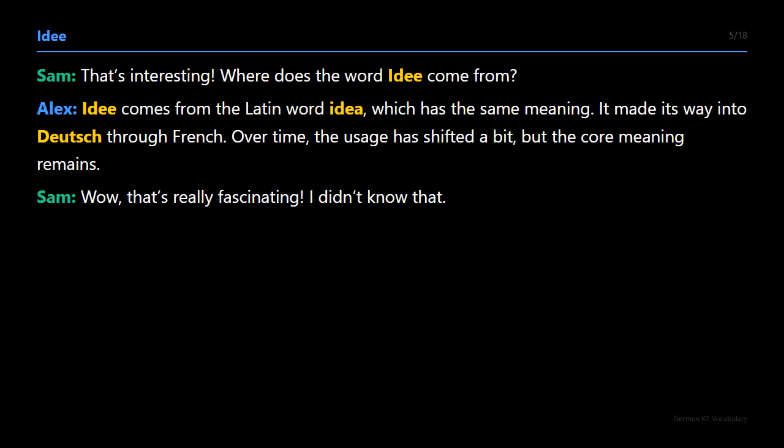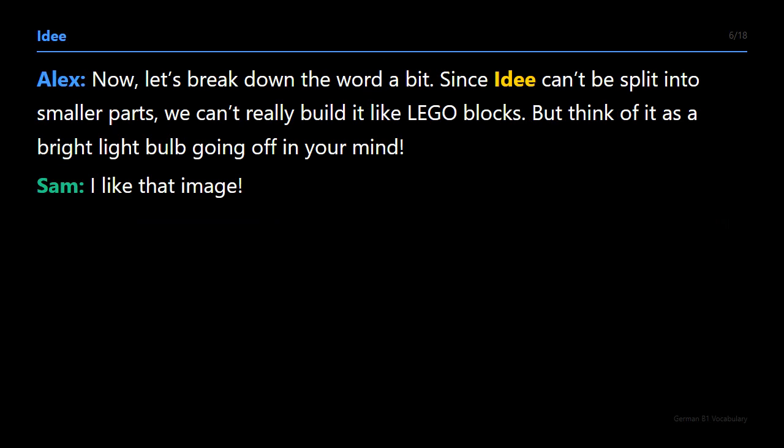Now, let's break down the word a bit. Since Idee can't be split into smaller parts, we can't really build it like Lego blocks. But think of it as a bright light bulb going off in your mind. I like that image.